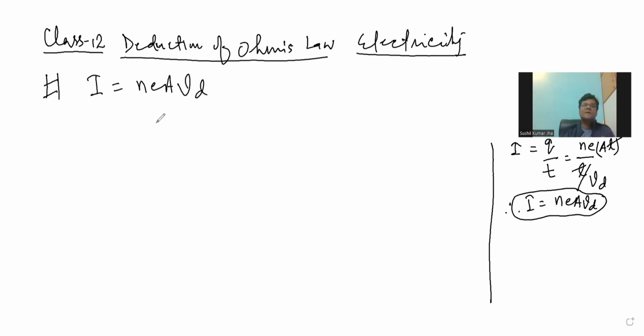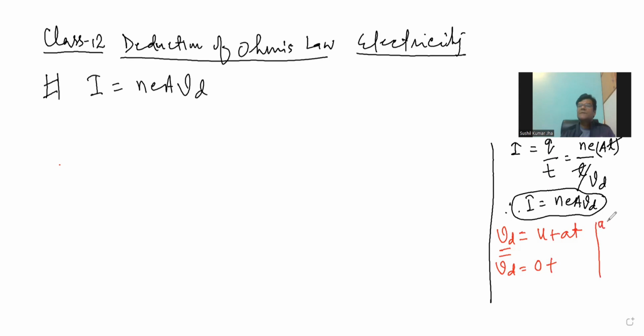Then in this, we have also Vd, which is the drift velocity. Drift velocity is basically the velocity acquired by electrons against the direction of the applied electric field. So we use the first equation of motion, V is U plus AT, and then Vd remains Vd. We take U as 0 and acceleration.